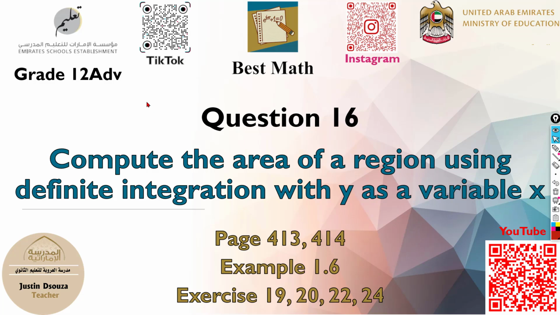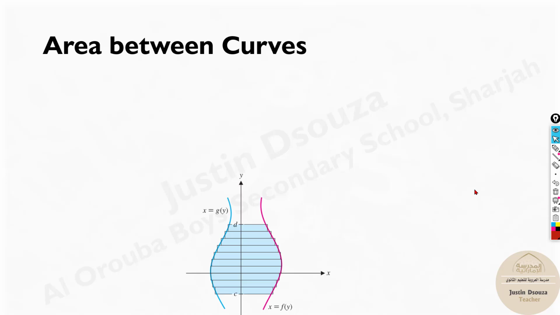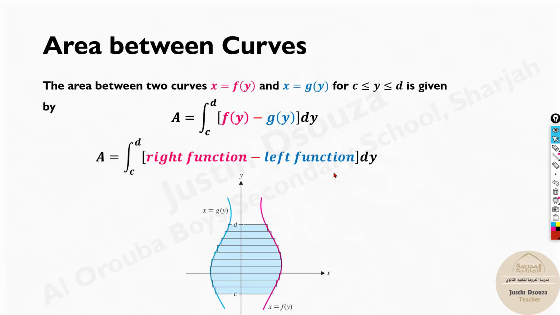You will have a and b limits, lower and upper limit, with y as a variable of x. Now this is very important, y as a variable. When it means y as a variable, that means we are deriving with respect to y, or the function of y. We will look into the details and understand it better. Now, area between the curves, the formula is given over here like this.